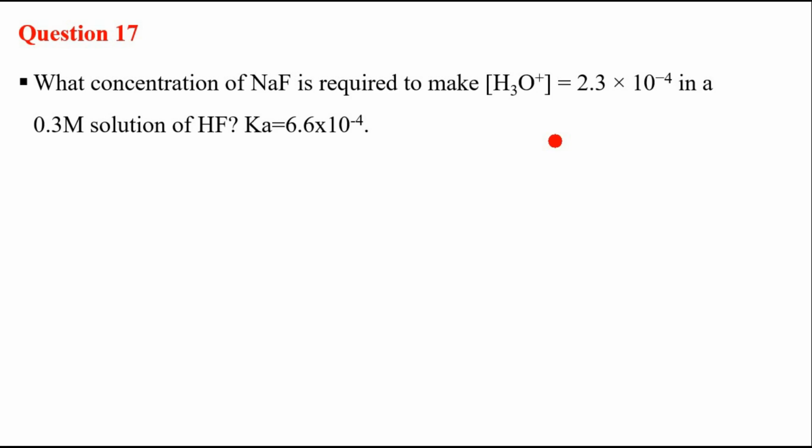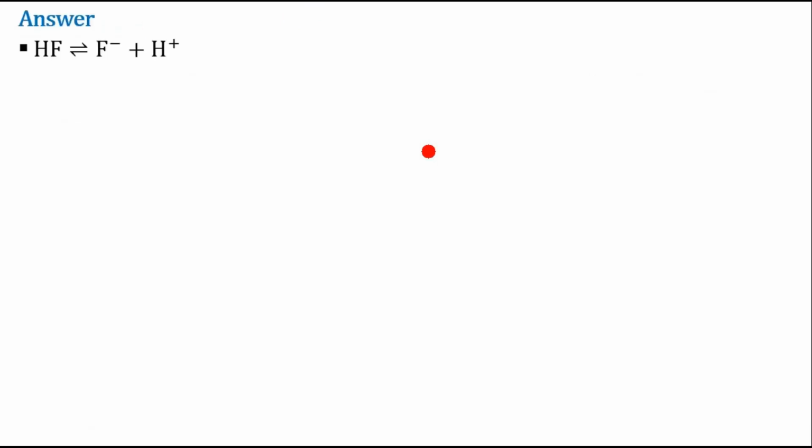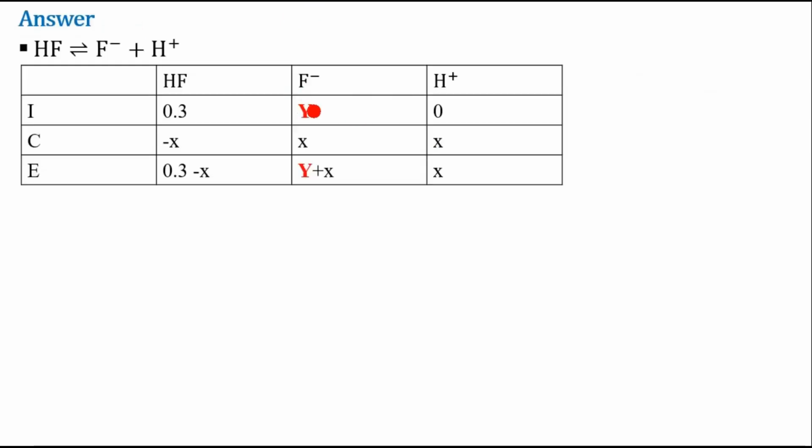So question 17 is asking what concentration of sodium fluoride is required to make H+ 2.3 times 10 to the power negative 4. Here H+ was given in a 0.3 molar solution of HF. Here also we have the salt and the acid. Now they are asking for the concentration of the salt. We do the same as we did for the previous exercise. What we don't know is the sodium fluoride, which was there initially, so that we can combine with HF to produce such an amount of H+.